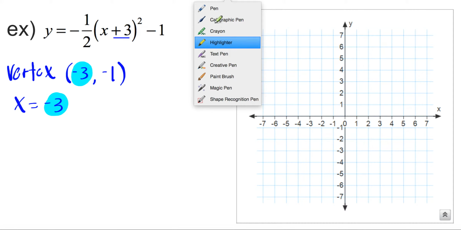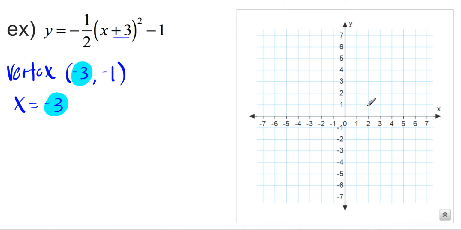All right, we're going to go ahead and plot the vertex. So that's going to be at (-3, -1), right there. And I'm going to draw my axis of symmetry. That's a vertical line passing through the vertex. And then thirdly, we're going to find the y-intercept, and we're going to do that by letting x equal 0.